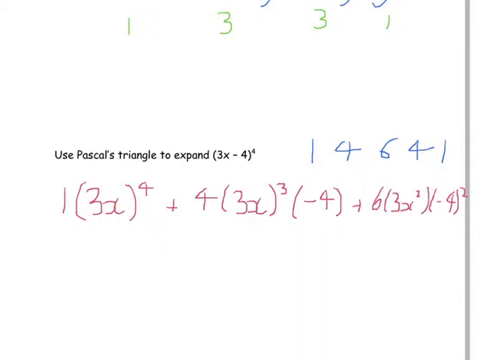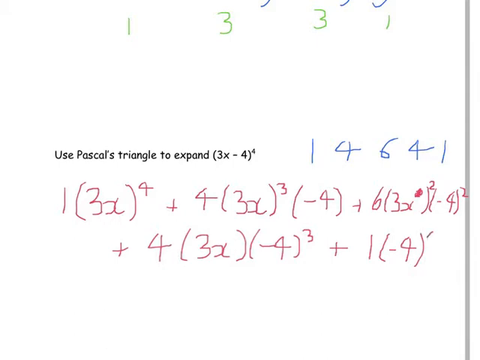Oops, so let me change this one here. So this one here, that 2 shouldn't be there. It should of course be on the outside of the bracket. But the other one is going up. So minus 4, now it's (minus 4) squared. Next one will be 4, from our Pascal's triangle, we're going to have 3x. And this time we're going to have (minus 4) to the power of 3. And finally, we've now got (3x) to the power of 0, which is just 1. So we're going to have 1 times (minus 4) to the power of 4.